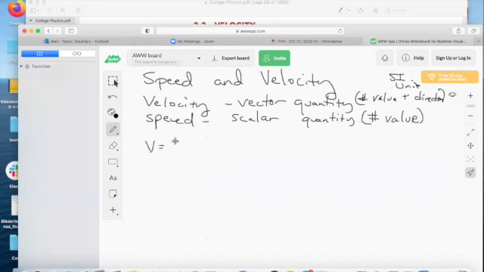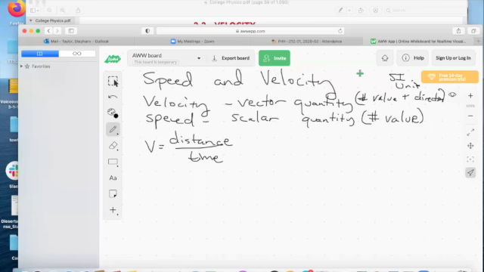Okay, so that's going to be your distance or displacement divided by time. If I tell you I'm going 55 miles per hour, I'm giving you my speed. That's the value of how fast I'm going. But if I tell you I'm going 70 miles per hour on Highway 40 West, I'm not only giving you how fast I'm going, which is the numerical value, I'm also giving you the direction that I'm in, because I-40 West is a direction.